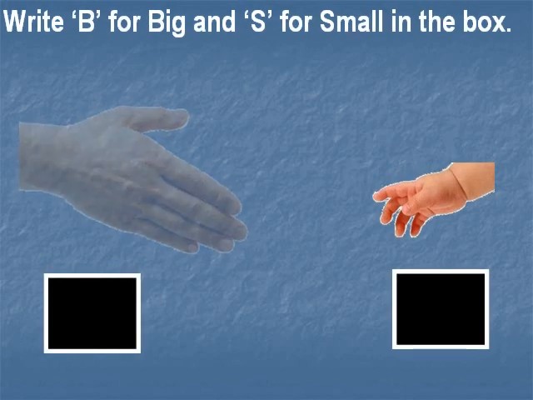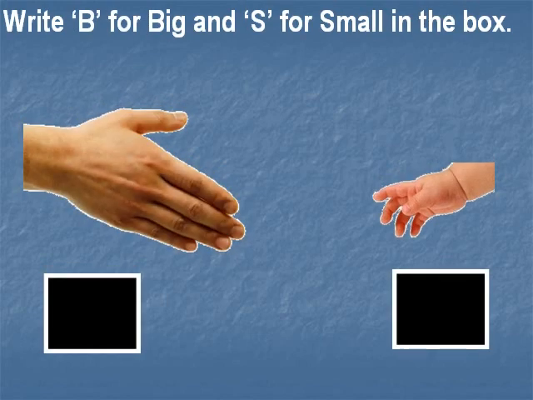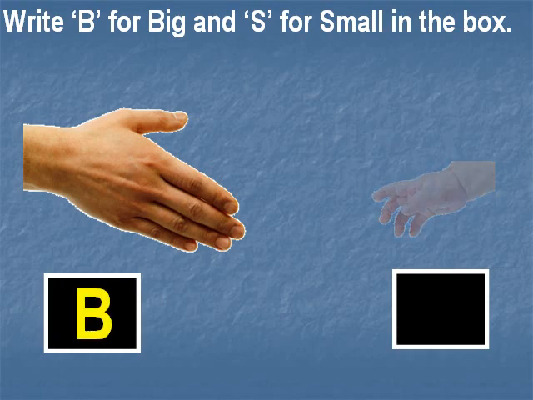Man's hand. A man's hand is big, so write B for big. B. Baby's hand. A baby's hand is small, so write S for small. S.